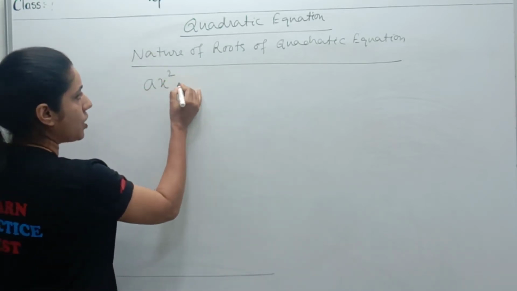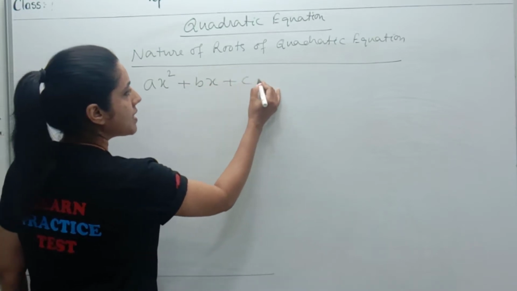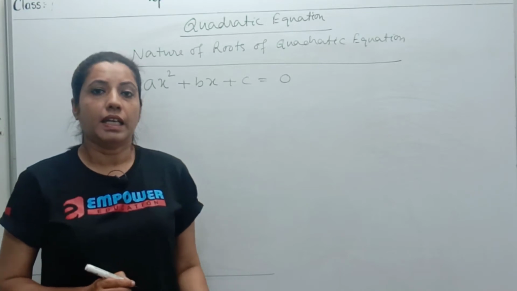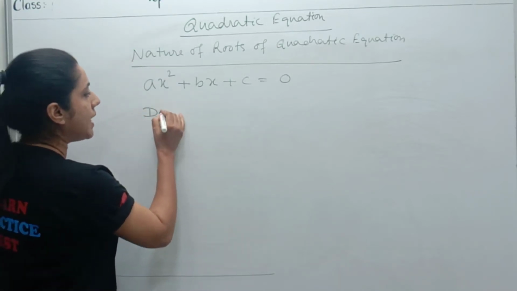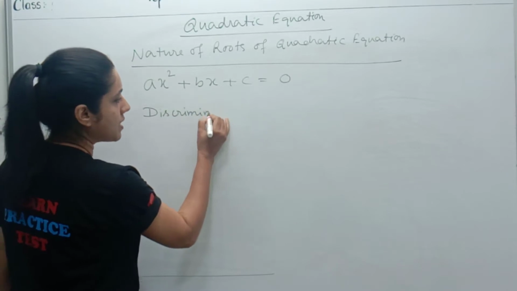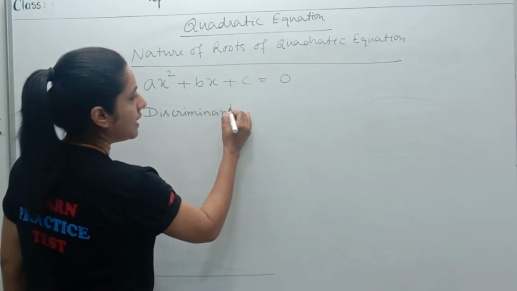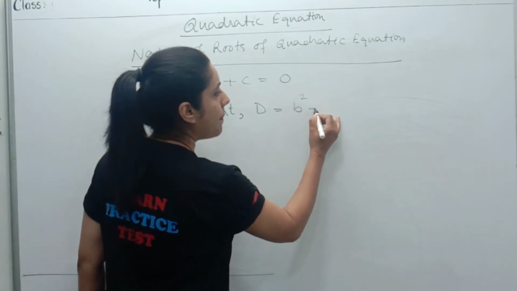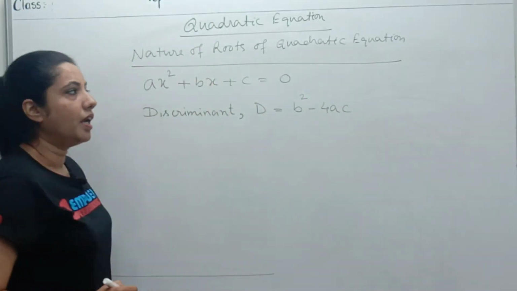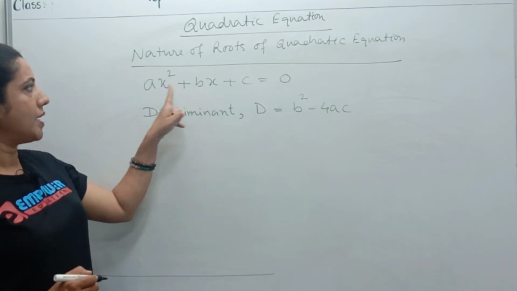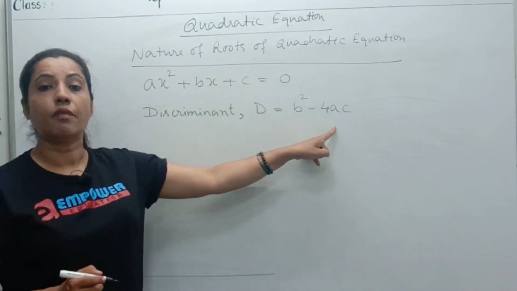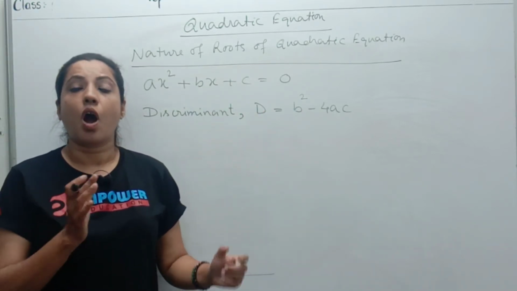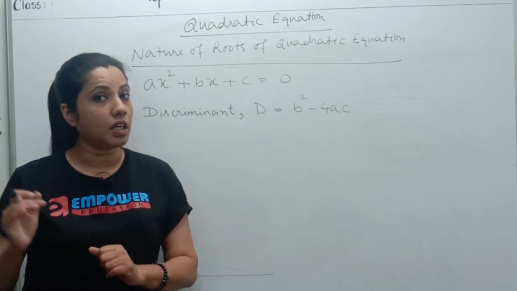The quadratic equation is ax square plus bx plus c equal to 0. This is the general form of the quadratic equation. Here there is a term called the discriminant, which is denoted by D, and D is equal to b square minus 4ac. From here, b square minus 4 into a into c will give you the value of the discriminant, and this discriminant is going to decide what will be the nature of the roots.